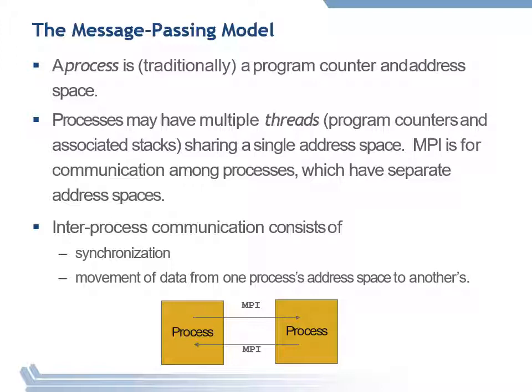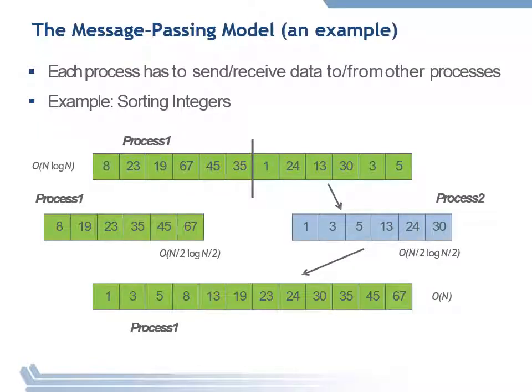The process can have multiple threads. MPI is for communication among processes which have separate address spaces, and it consists of synchronization and moving of data from one address space to another address space. So here is an example for a message passing model.